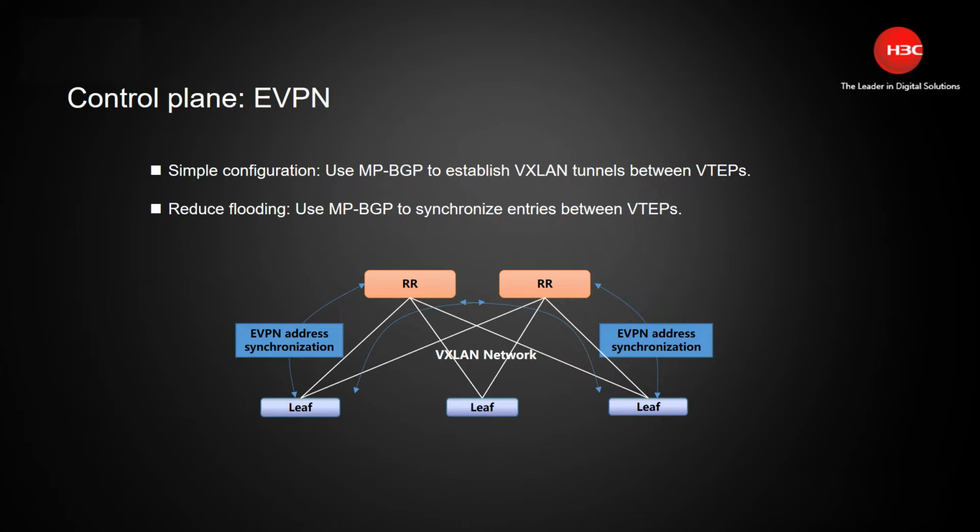EVPN inherits the advantages of the VXLAN data forwarding plane and optimizes the control plane. By using MP-BGP to advertise routing information, it can automatically establish VXLAN tunnels, which greatly reduces the manual configuration of VXLAN. At the same time, it synchronizes entry information through routing, which solves the problem of broadcast traffic.